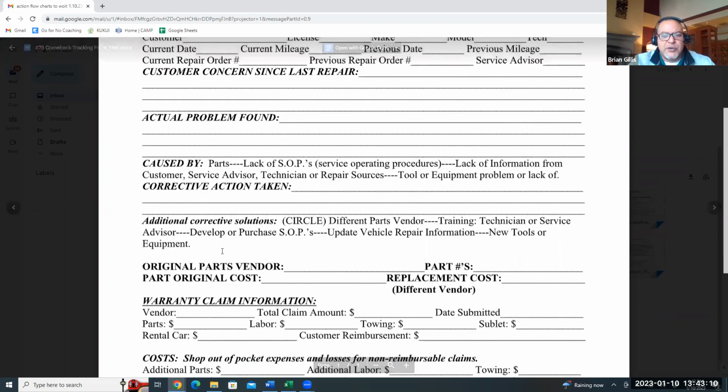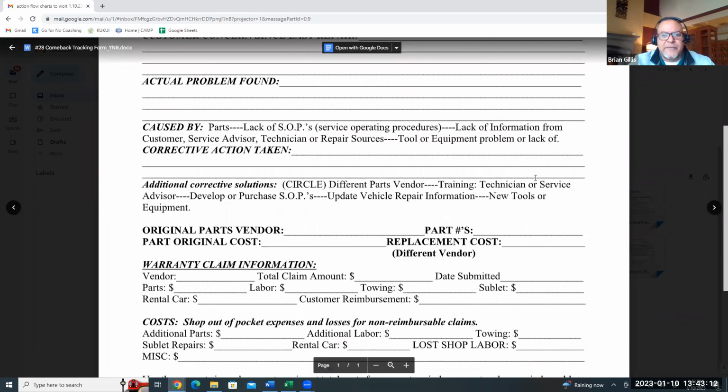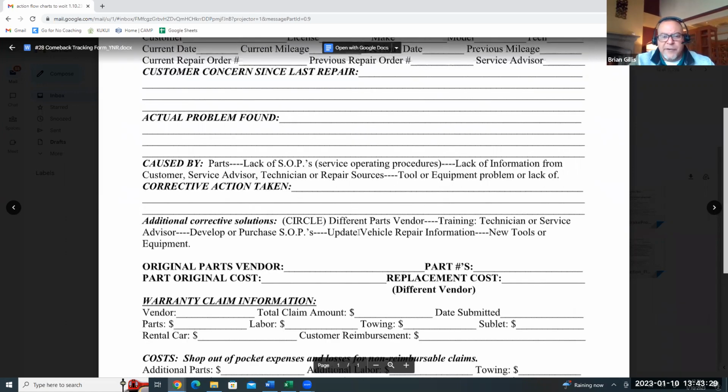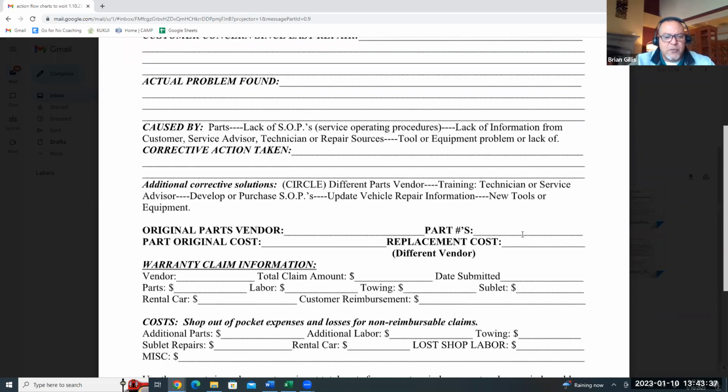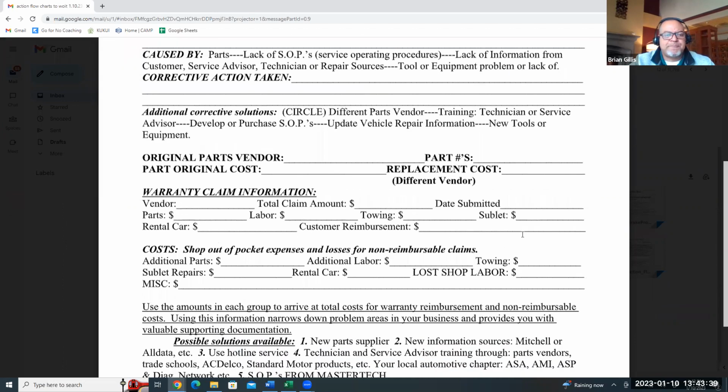Additional corrective solutions. It says circle: different part vendors, training, technician, service advisor, develop or purchase SOP, update vehicle repair information, new tools or equipment. So it could be a defective part and you just circle part vendor. So again, we're kind of tracking why this concern is a comeback.